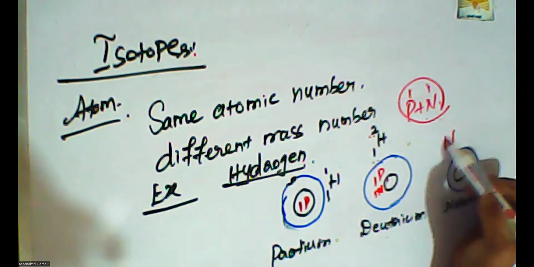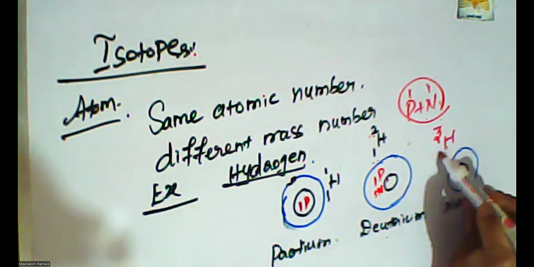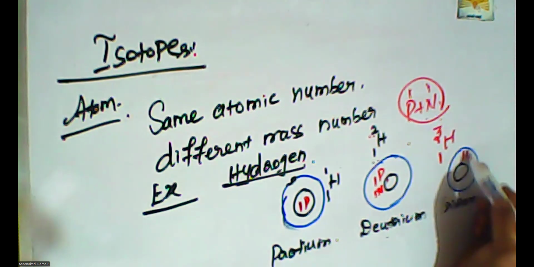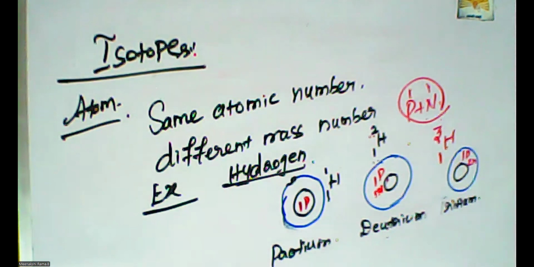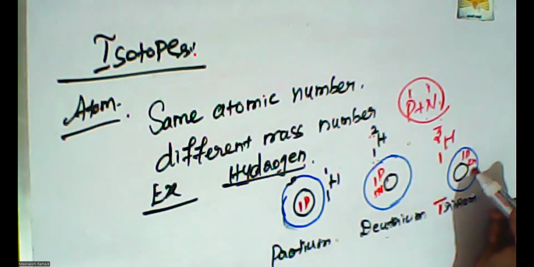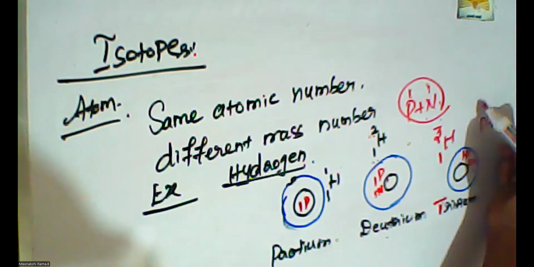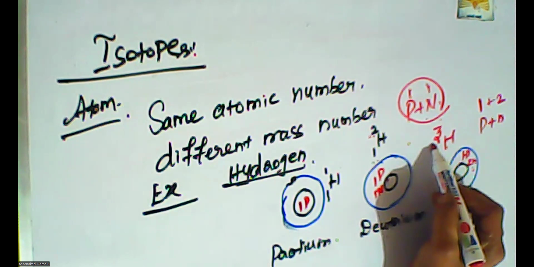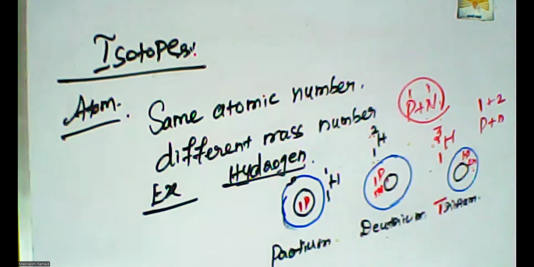And the next one is tritium. Tritium has mass number 3 and atomic number 1, with 1 proton and 2 neutrons. So 1 plus 2 means 3. The mass number is 3, but the atomic number is 1 only.